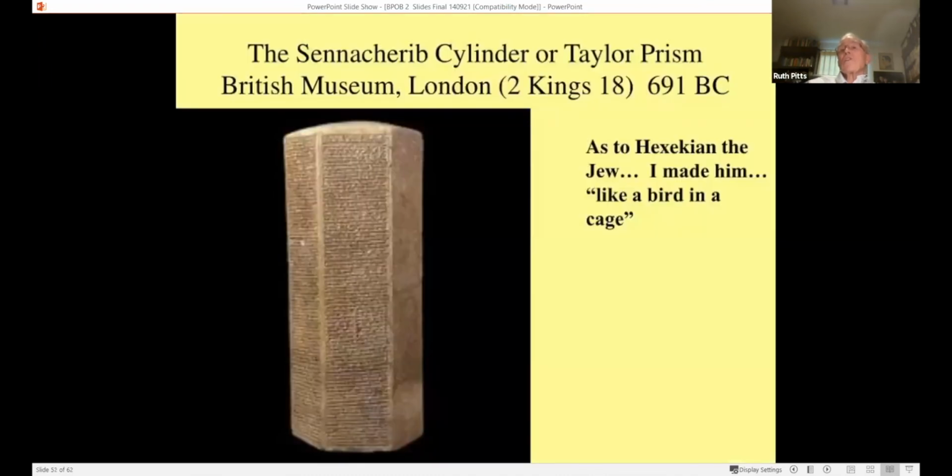Sennacherib writes about his conquest. "At Hezekiah, I made him like a bird in a cage. I conquered 46 cities around him," but he didn't conquer Jerusalem. So we get to have another 135 years of rule and of independence in the south.